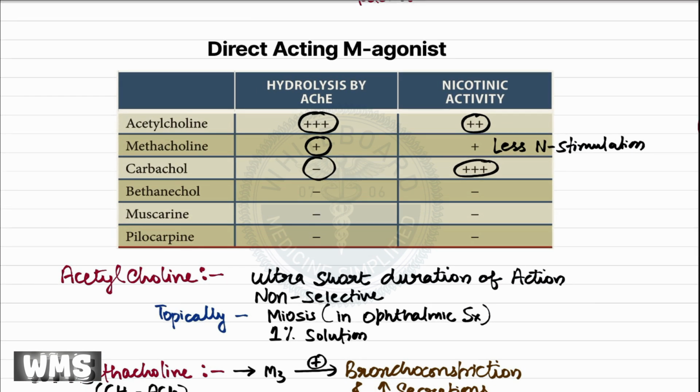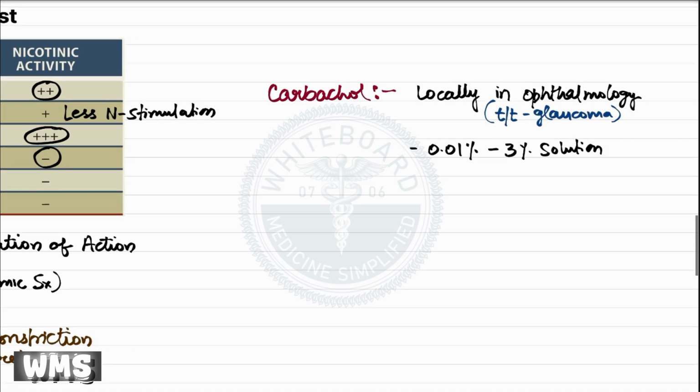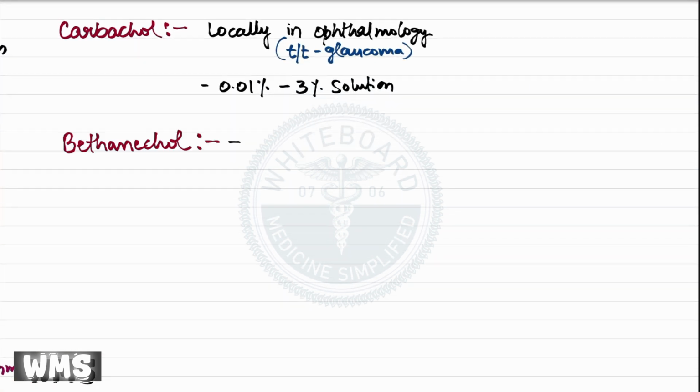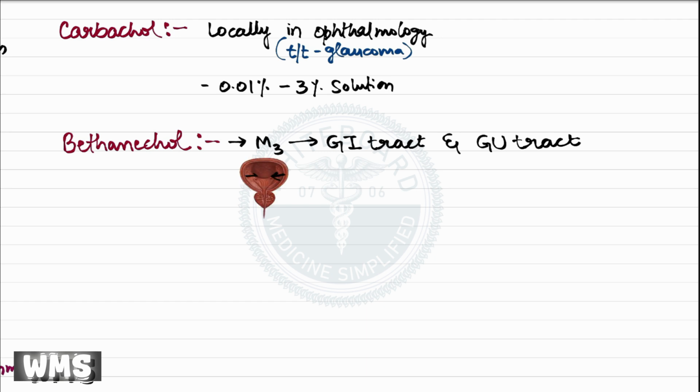Next, we have Bethanechol, which is an important clinically used drug. Bethanechol is resistant to hydrolysis by acetylcholinesterase, and unlike Carbachol, it does not have significant nicotinic activity, meaning it acts mainly on muscarinic receptors. Because of this selective action, Bethanechol primarily affects the gastrointestinal tract and urinary bladder. If we look at the urinary tract, Bethanechol increases the contraction of the detrusor muscle of the bladder, which helps in proper emptying of the bladder.